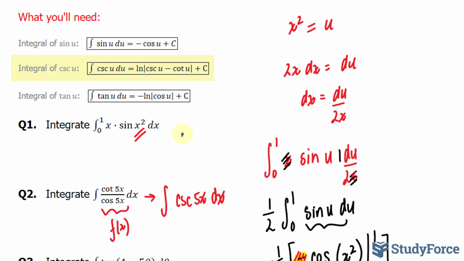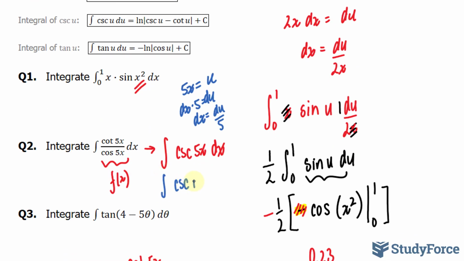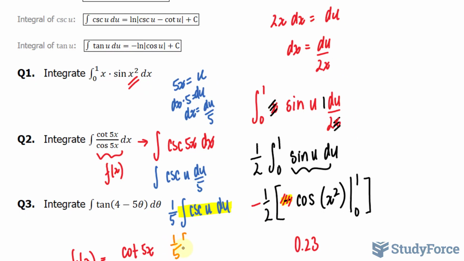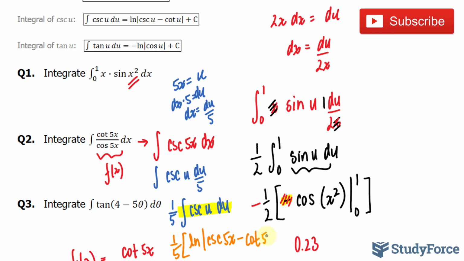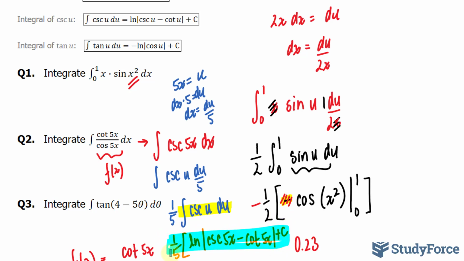What we have to do now is set 5x equal to u, take the derivative, dx times 5 is equal to du, and dx is therefore equal to du over 5. So we have the integral of cosecant u du over 5. Pull out that 1 over 5. No need to integrate that. And all we do now is use the rule where all of this becomes 1 over 5 times ln the absolute value of cosecant u, which is 5x, minus cotangent 5x, close the absolute value, plus c. I know it's crammed, but that is your final answer for question 2.